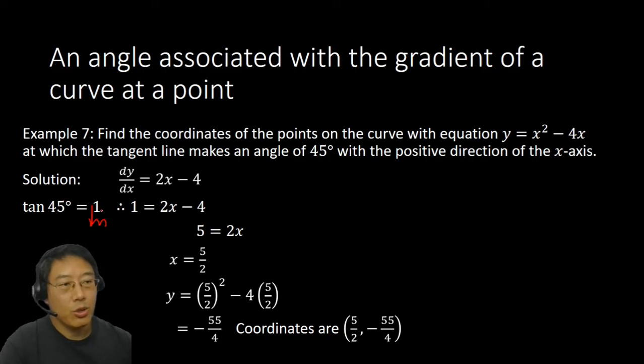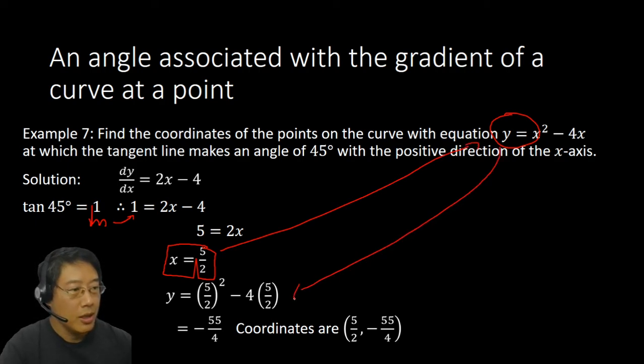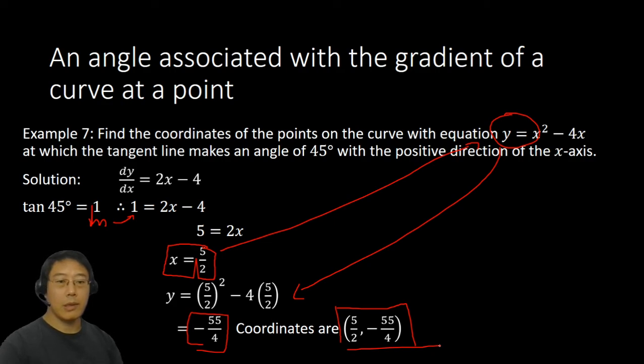So you substitute that gradient into the left hand side of that expression, and you solve for x, and that gives you the x coordinate. Then you go back to your y function and substitute back in, and that will give you the y coordinate. Okay, and that's where you get over here. Exact form, improper fraction, that's fine.